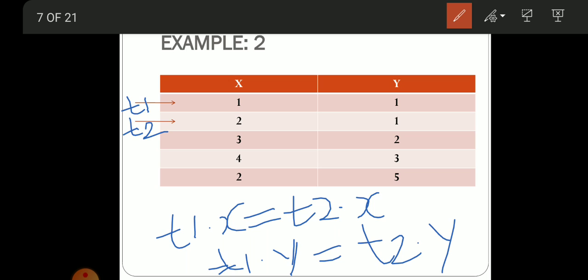The value of x in tuple number 1 is 1. Now check the value of x in tuple number 2. This is 2. So these two values are not equal, and if these values are not equal, then there is no need to check the second condition. So there is no problem. According to these two tuples, we'll say that the x to y functional dependency is existing. But we have to check all the tuples. Let's take some other tuples.